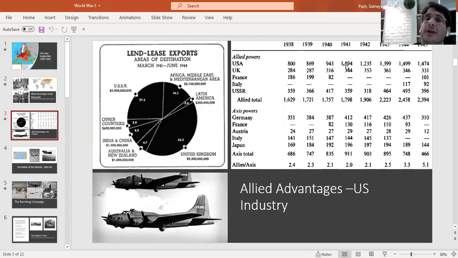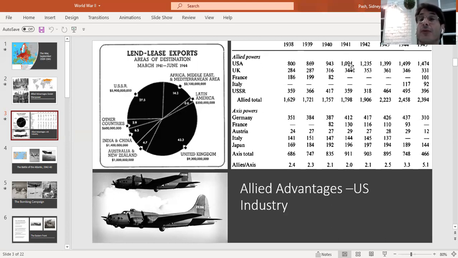Here's 1941. The US economy produces over $1 trillion in goods and services a year. So when we enter the war, our economy is basically 2.5 times the economy of Germany. Our lead over Germany grows as the war progresses. 1944, our economy produces about $1.5 trillion in goods and services. So our economy goes up by nearly 50%, the German economy less than 10% during the war.